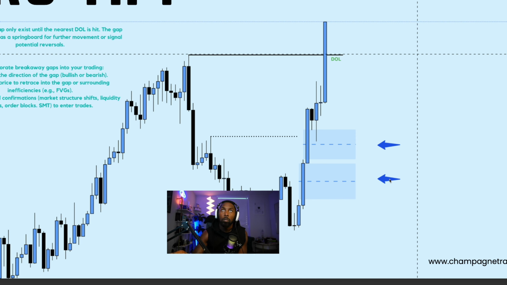Okay, pro tip. A breakaway gap only exists till the nearest drawn liquidity is hit. The gap area may serve as a springboard for further movement or signal potential reversals. To incorporate breakaway gaps into your trading, you got to identify the direction of the gap. You can basically use this as support and resistance. You just wait for price to tap into it once you notice it's a breakaway gap, and then you can get in. Additional confirmations help you enter.